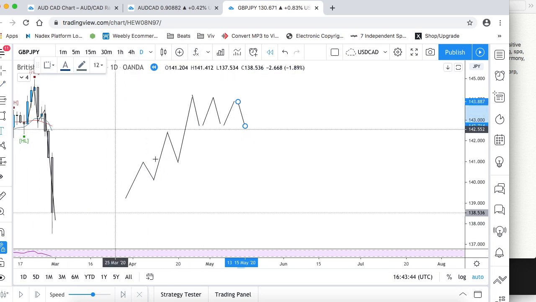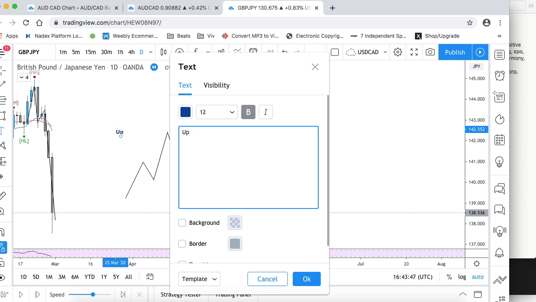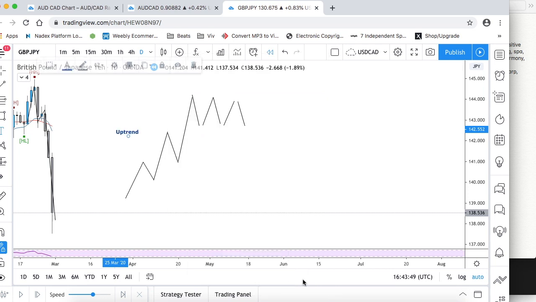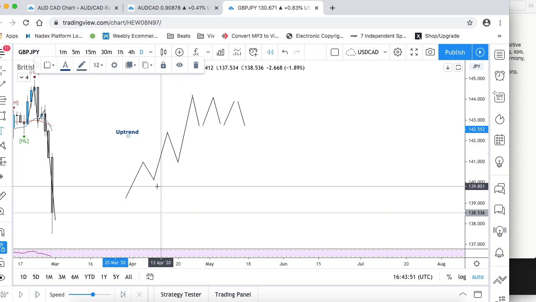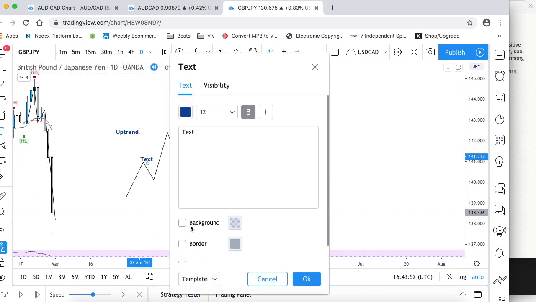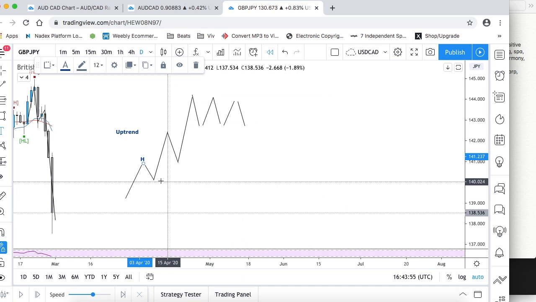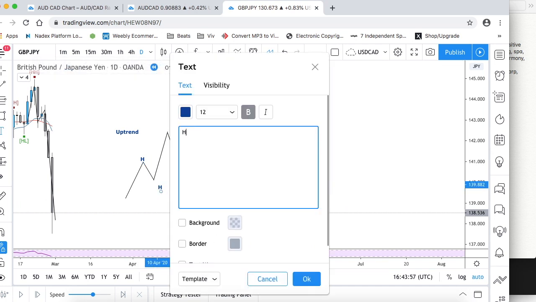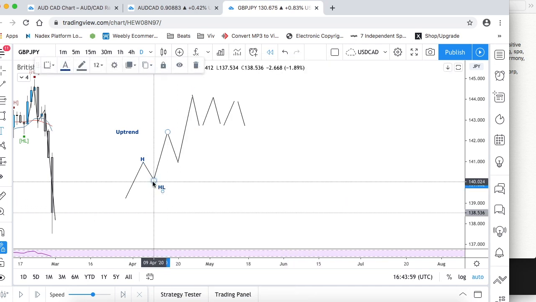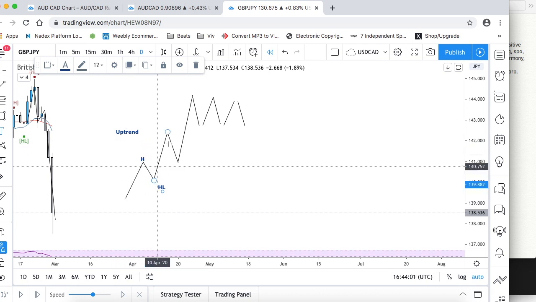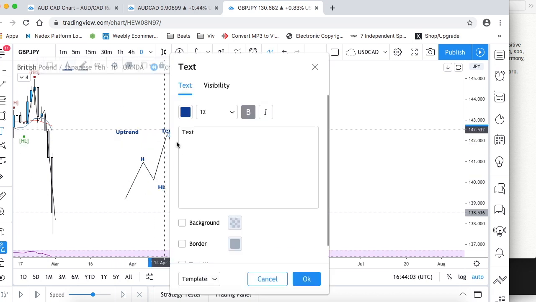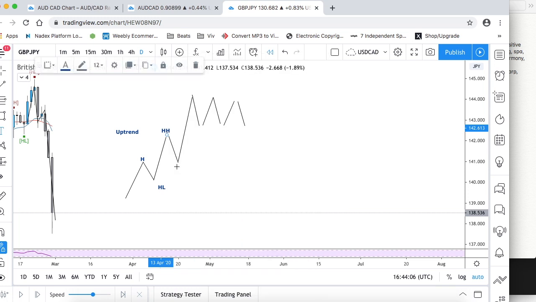Uptrend. Why are you making an uptrend? Because right here, you made a high. Right here, you made a higher low. This low is higher than this low. So when you push up, you got a new high. Now this is a higher high. Why? Because this high is higher than this high, right?